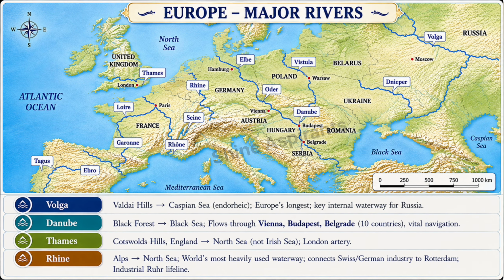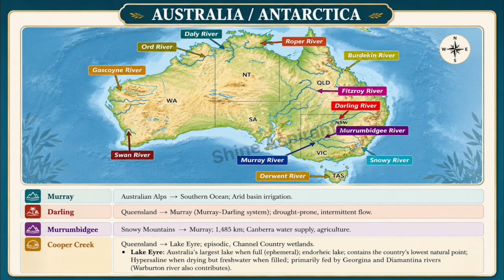Key facts. London's lifeline. Rhine River. Origin, Alps, North Sea. Key facts. World's most heavily used waterway. Connects Swiss and German industry to Rotterdam. Industrial Ruhr region lifeline. Australia and Antarctica, rivers and lakes.